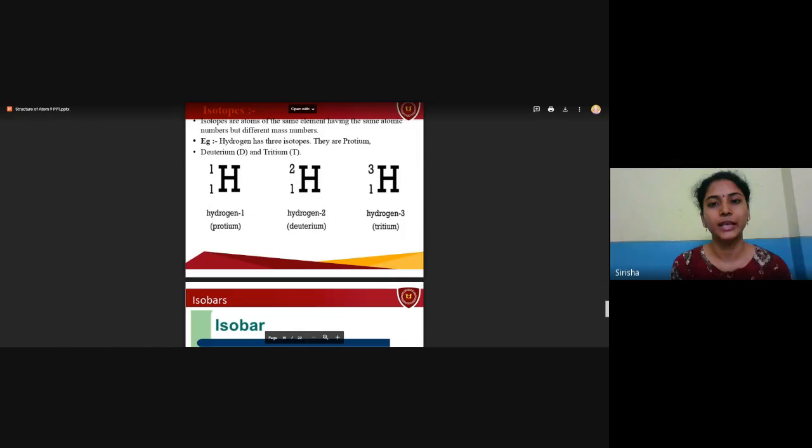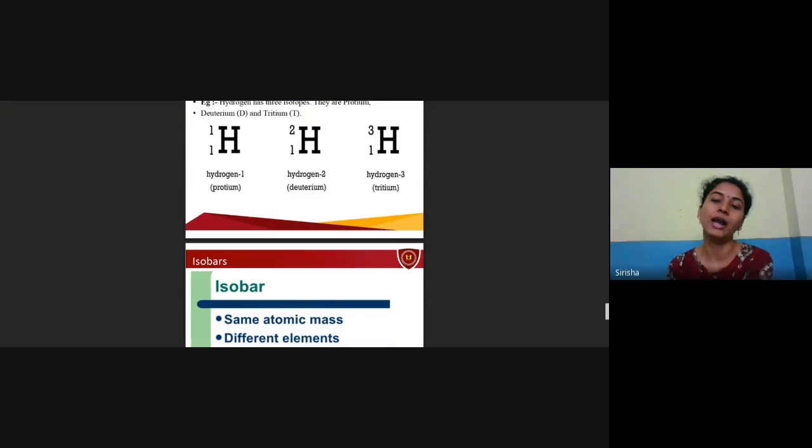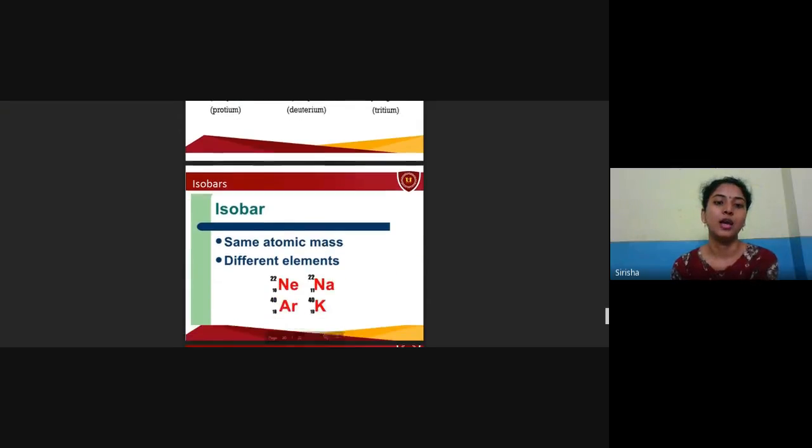Isotopes are atoms of the same element having the same atomic number but different mass numbers. For example, if you take hydrogen, deuterium and tritium, see here, the subscript is the same. What is the subscript here? It is the atomic number, which is the same, but the mass number will be different. So these types of atoms are called isotopes.